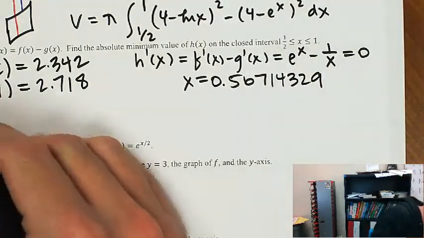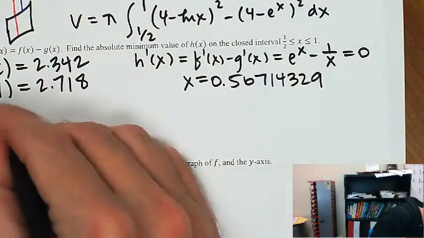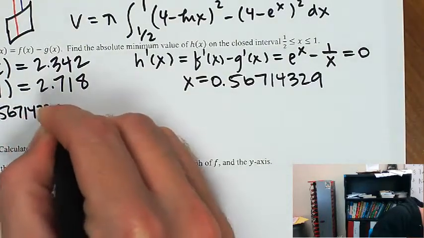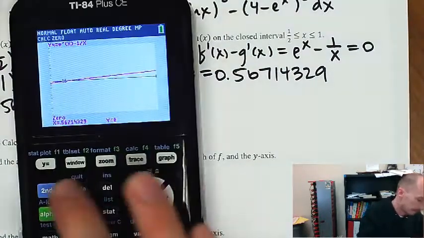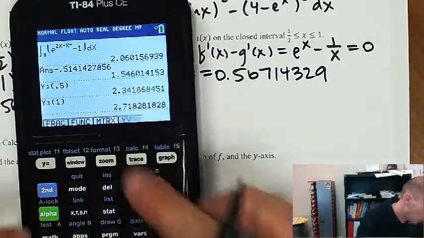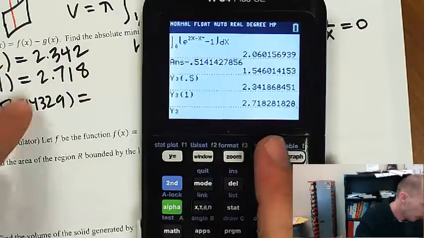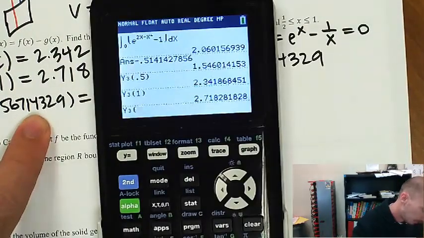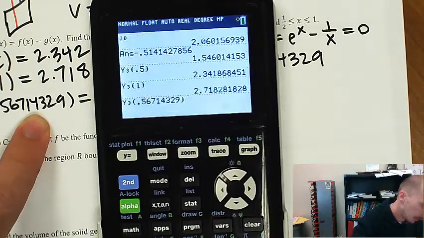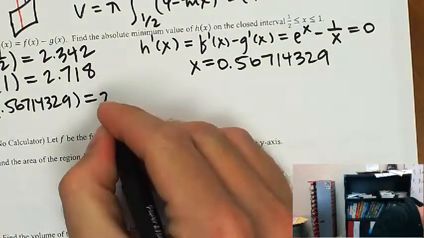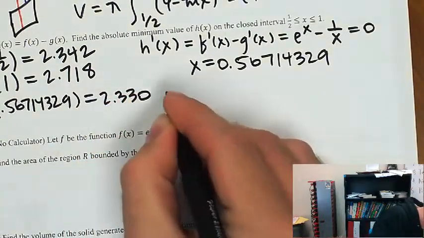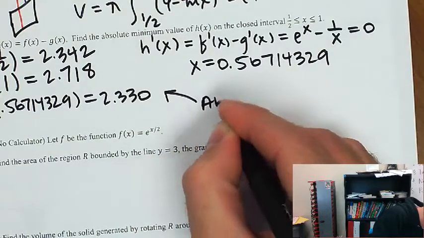Okay, and then I'm going to evaluate h at that point. So I'm going to plug in on y3 with that critical point, 0.5671439, and I'm going to get 2.330. And there it is. That's the absolute minimum.